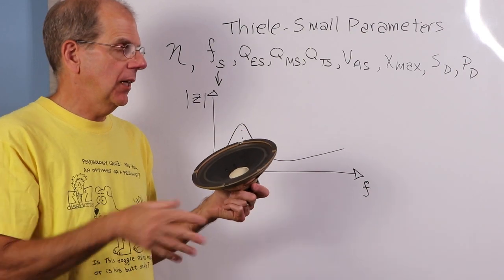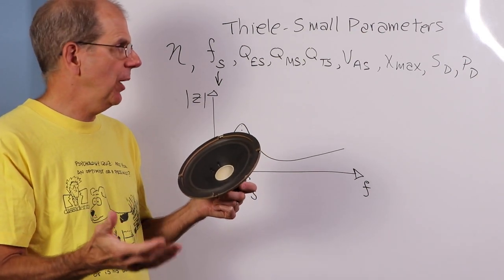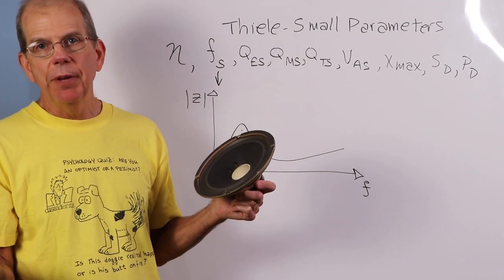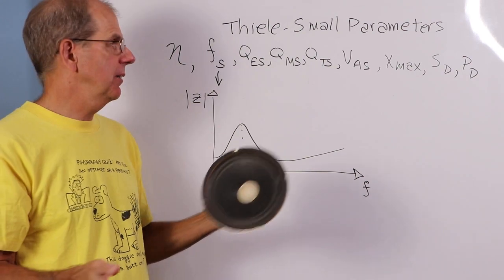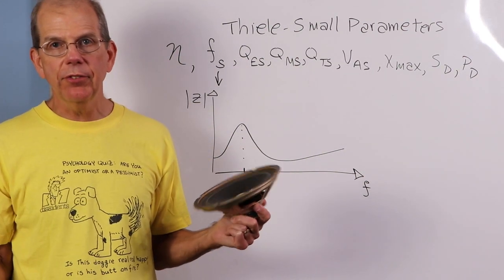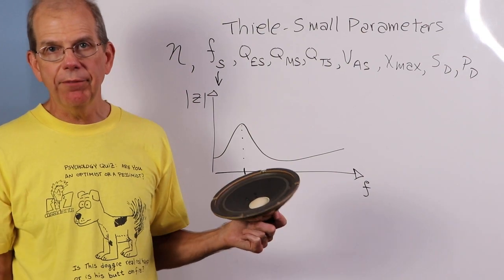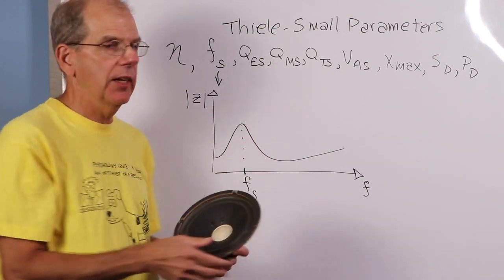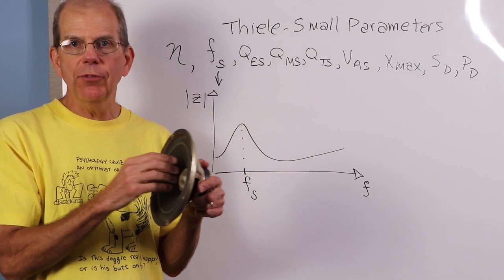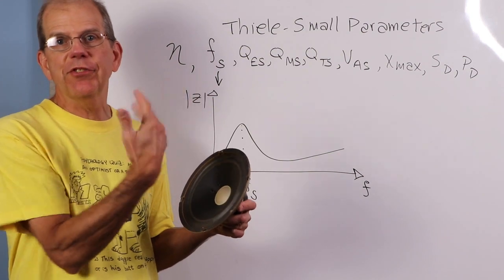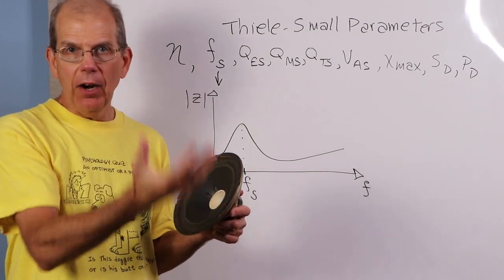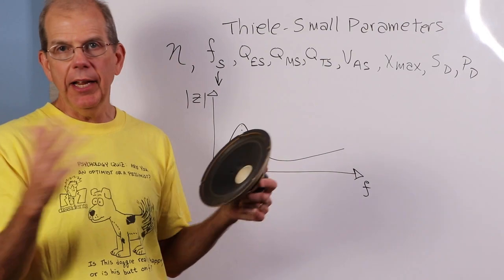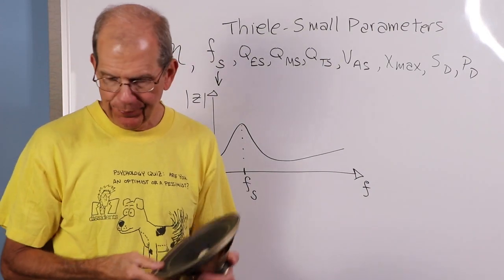Now, in customary US units, you would measure that in cubic feet. In metric, of course, that would be measured in liters. So you would say, oh, 1.5 cubic feet is VAS. So the springiness of this would be equivalent to the springiness or the restoring force of air that's trapped in a 1.5 cubic foot box, okay?